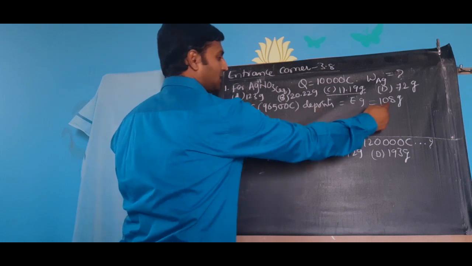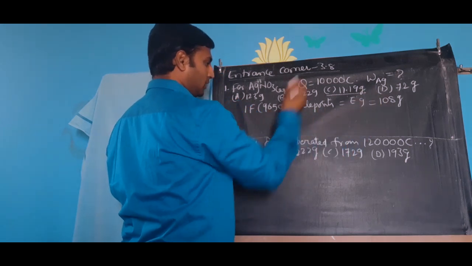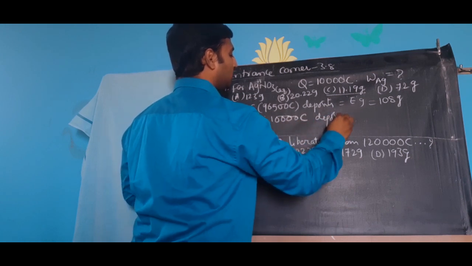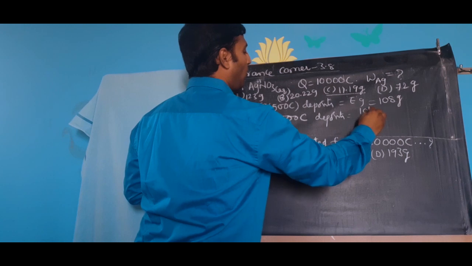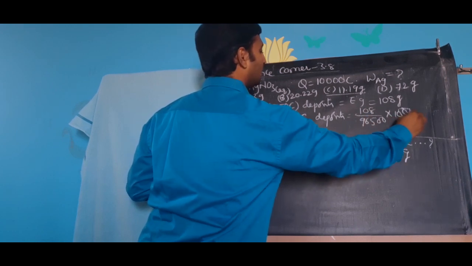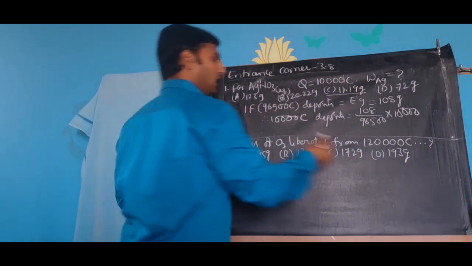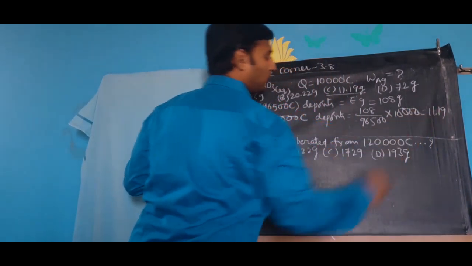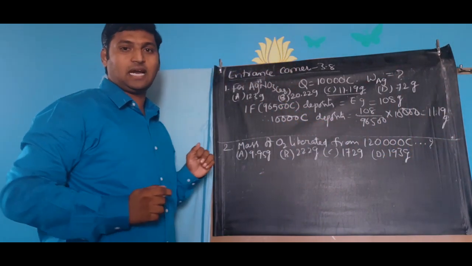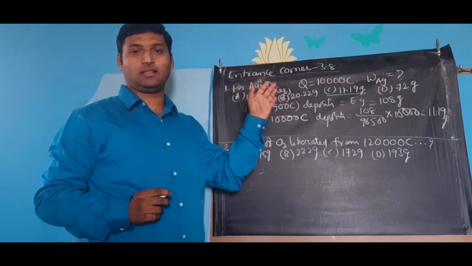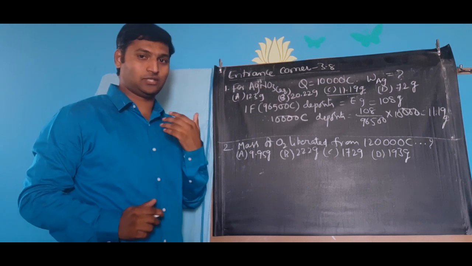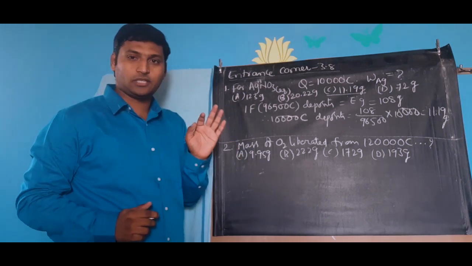1 Faraday is depositing 108 grams, that is 96,500 coulombs. Therefore, 10,000 coulombs deposit 108 by 96,500 into 10,000. Simplified sincerely, even then you get 11.19 grams. So, please understand, utilize the options well so that you will be able to save a lot of time in your entrances. Moving on to second question.